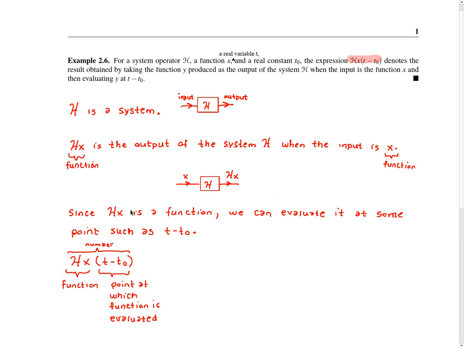Now since hx is a function, we can evaluate it at a point. So the expression hx of t minus t0 means we're taking the function hx, which is the output of the system when the input is x, and we're evaluating that function at t minus t0. So this is the meaning of the expression hx of t minus t0. We're effectively taking the function x, putting it into the system that's represented by the operator h, and this gives us the output, which is denoted by hx, and then we're taking that function hx and evaluating it at t minus t naught.